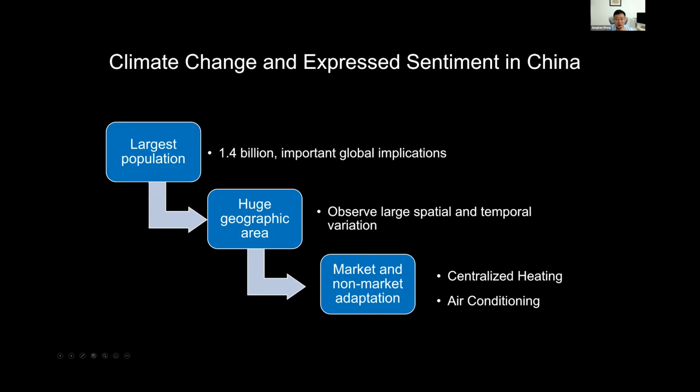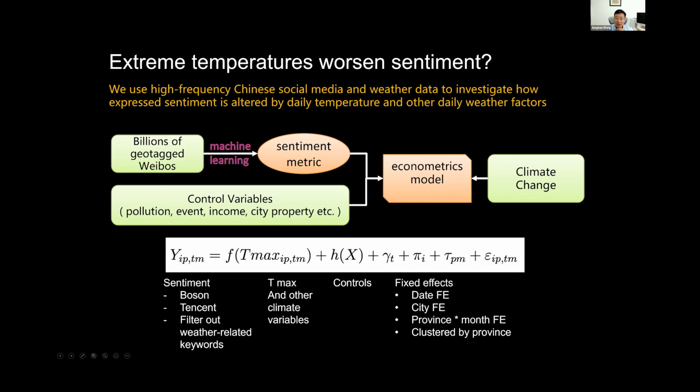But why did we choose this topic in China? Because China is a large developing country with huge geographic coverage, it provides a good place to study spatial and temporal variations. And China also has some adaptation techniques which might differ from the USA. For example, China has centralized heating to adapt to cold temperatures, and also has air conditioning to reduce heat exposure.